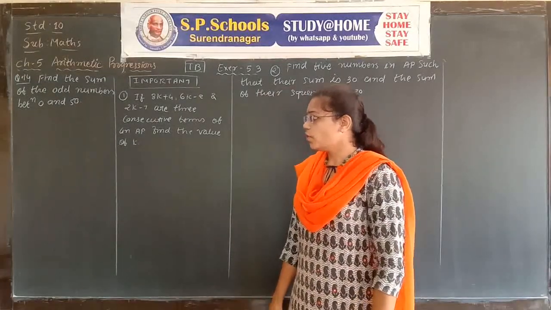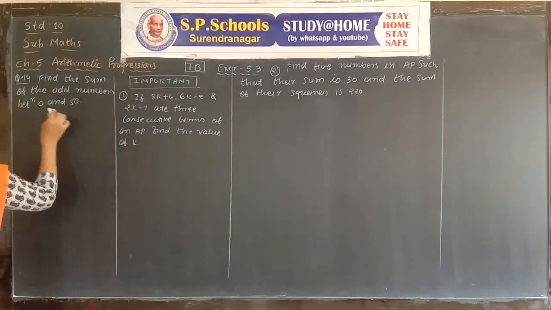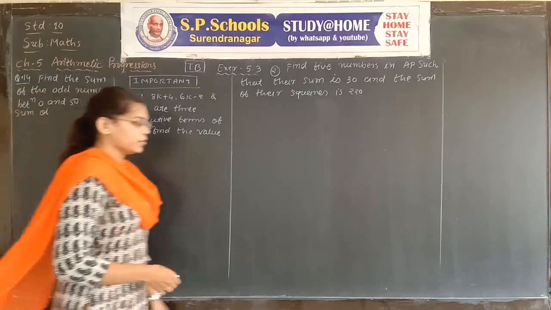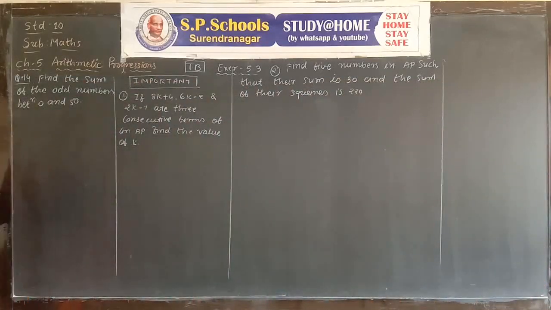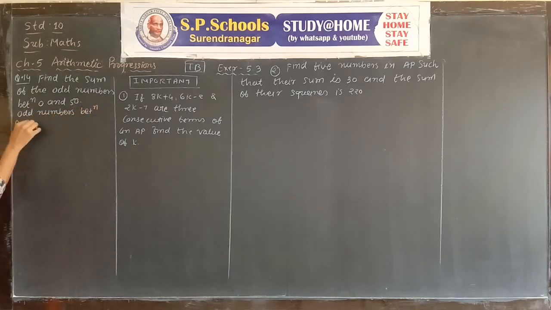Find the sum of odd numbers between 0 and 50. First write this: sum of odd numbers between 0 and 50. Odd numbers between 0 and 50: 1, 3, 5, up to 49. It is a finite AP.